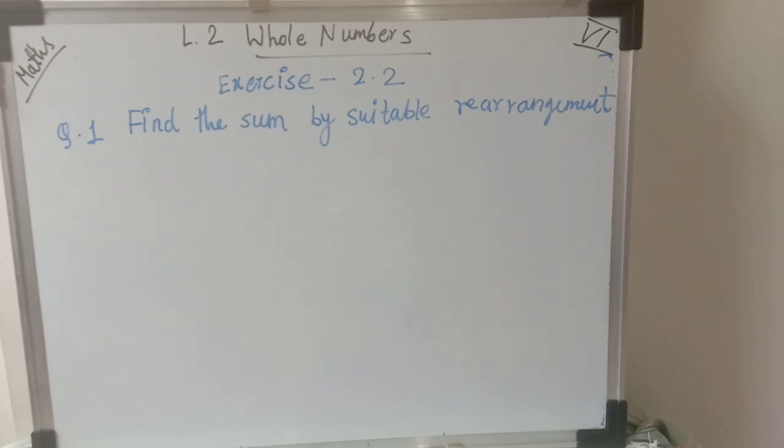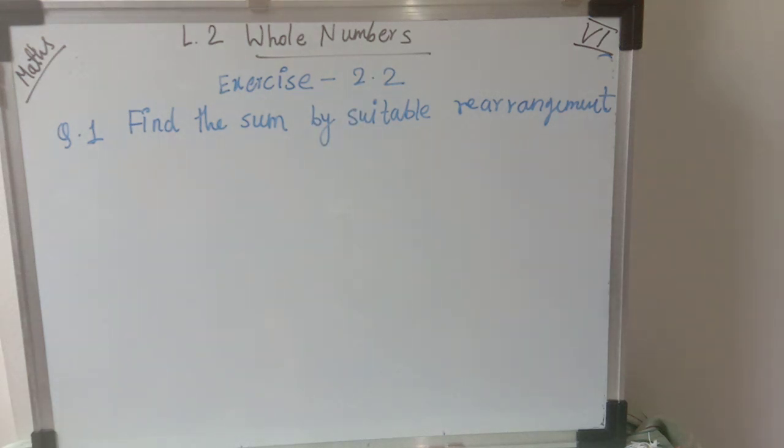Now students, we have started our lesson number 2, and in the previous 2 sessions we have studied the properties of whole numbers. When we are doing addition, what are the properties, and when we are doing multiplication of whole numbers, what are the properties, that we have seen. We have also seen different examples to understand those properties better. Now today, on the basis of those properties, we are going to start exercise 2.2.